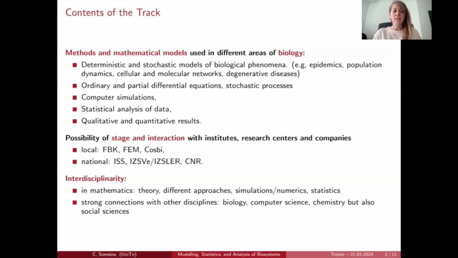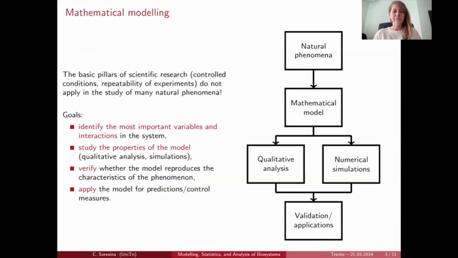This track is also characterized by a strong interdisciplinarity, and not only within mathematics. As I said, we are going to combine theory, different approaches, simulation and statistics, but also this track has strong connection with other disciplines. So like biology, of course, computer science, chemistry, but also social sciences.